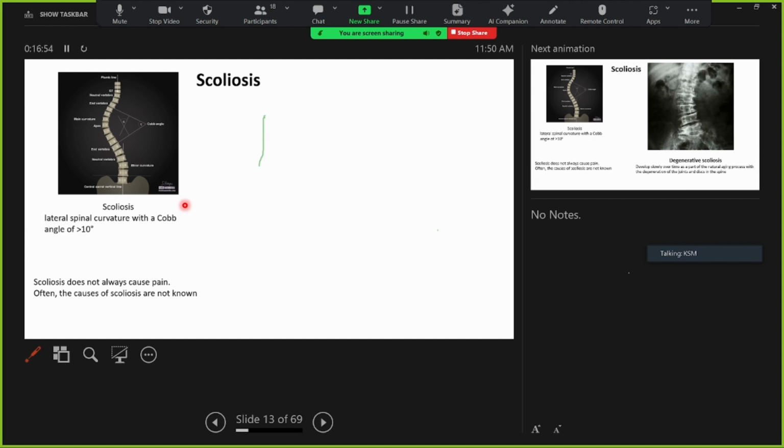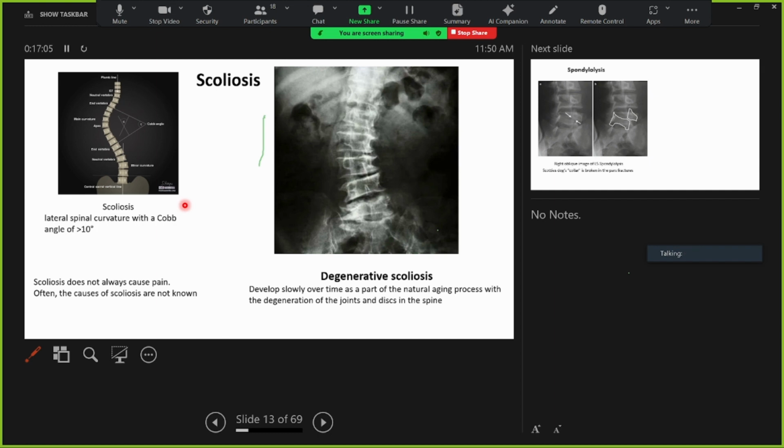Scoliosis is the lateral curvature of the spine. This could be congenital or acquired scoliosis. Often the cause of the scoliosis is not known. This is a degenerative scoliosis. It happens later in life due to degenerative changes in the lumbar vertebrae. You can see osteophyte formation, narrowing of the disc spaces, and reduced vertebral body height. Those cause lateral curvature of the spine.